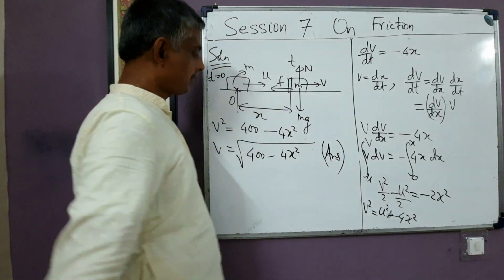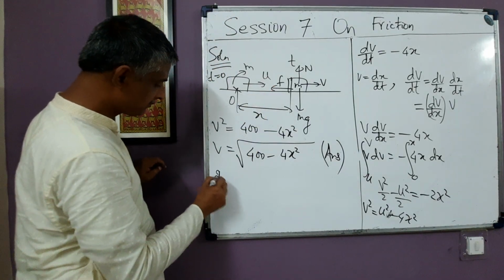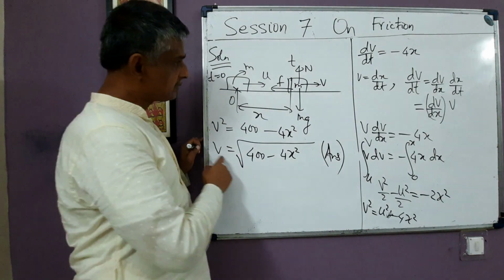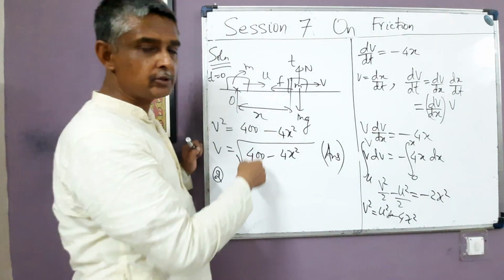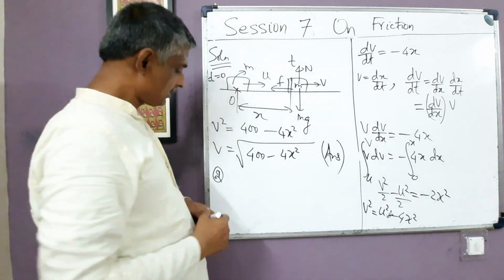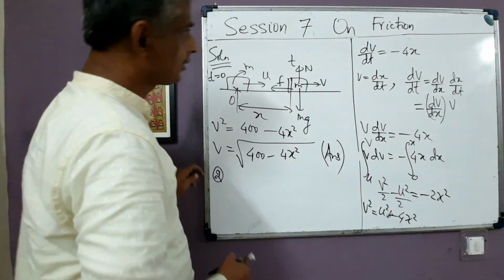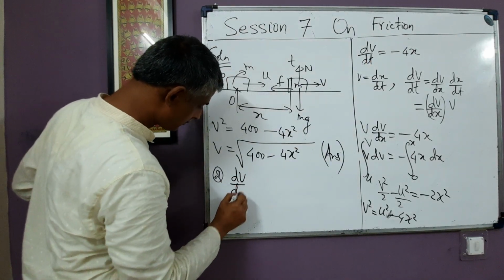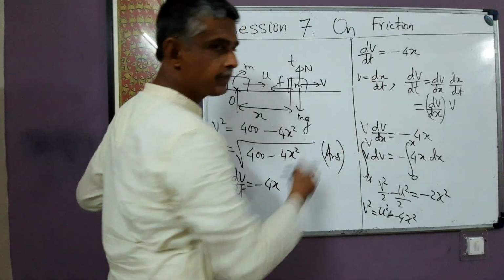Now in part B of the question, we have been asked to find x as a function of time. One way of finding x as a function of time is we replace v by dx by dt, and then we integrate this equation with respect to x and t to get the answer. But there is another easier way out. We use this equation here: dv by dt is equal to minus 4x and v is equal to dx by dt.